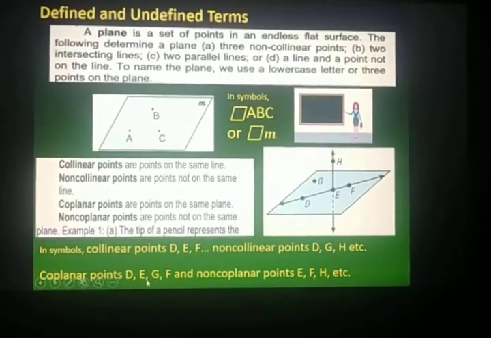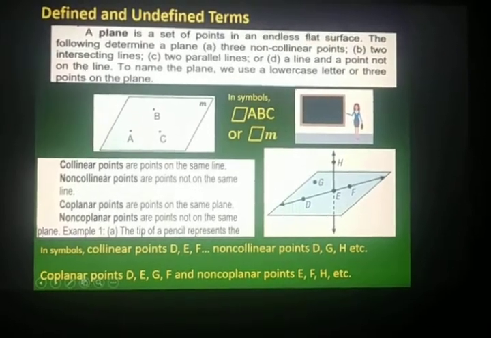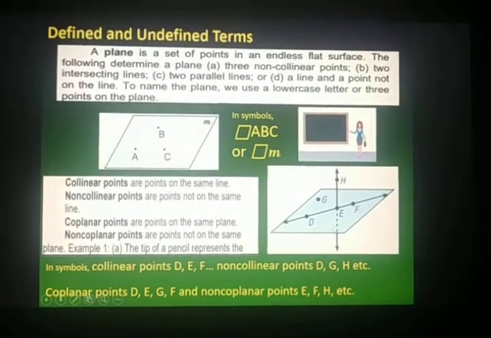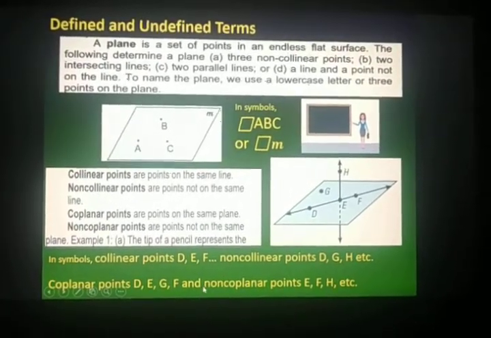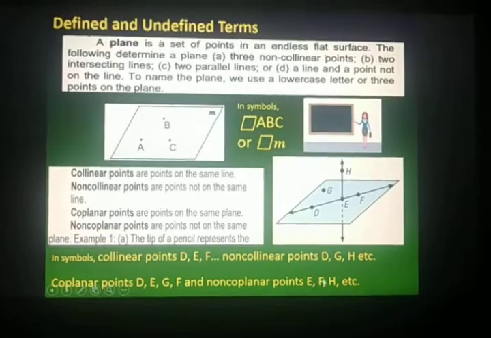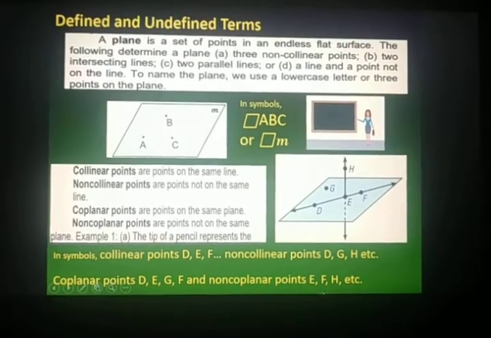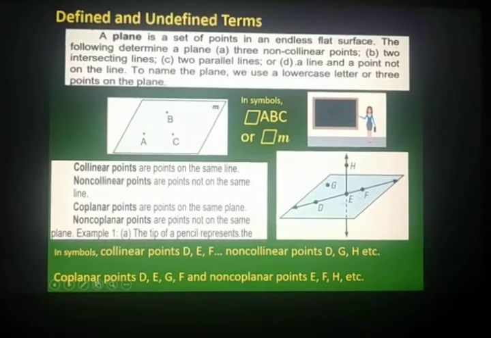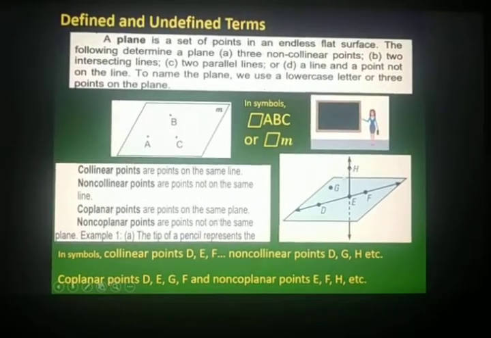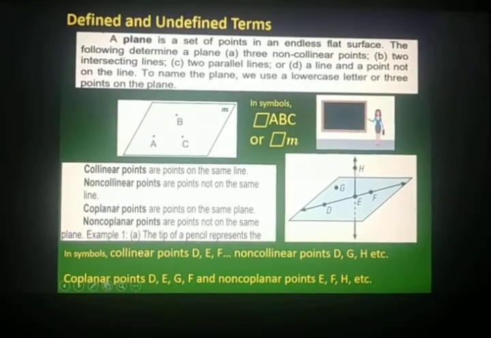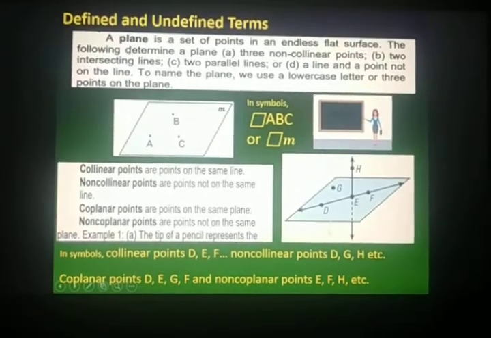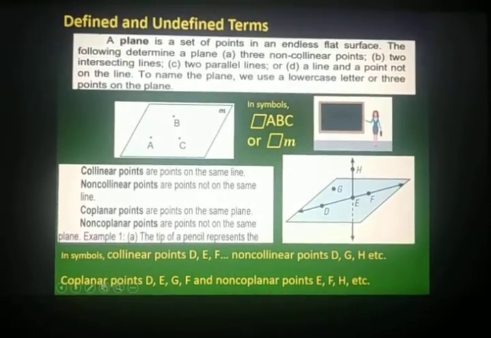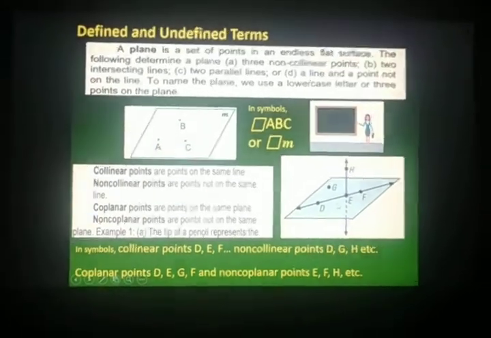Coplanar points, points on the same plane, are in the plane except for H. They have D, G, E, F, or it can be just three, D, E, F. And non-coplanar points, a group of points where one of them is not contained inside the plane: E, F, H. Because of the H, it is off. You can also have D, G, H, or G, E, H. Just group them so that they are on different planes. E and F are on one plane, but H is not. Okay?